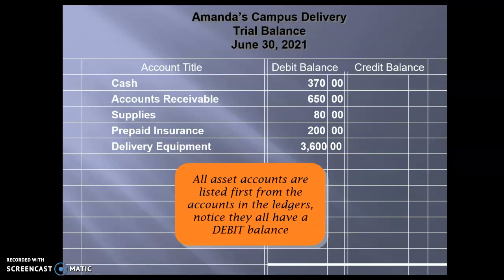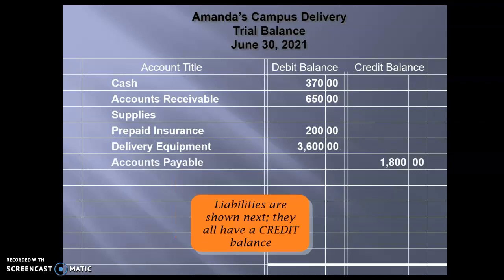So in the ledgers of the campus delivery, we have 5 assets: cash, accounts receivable, supplies, prepaid insurance, and delivery equipment. And so we list all of those assets out under the column that says account title. And they're all assets. They all have a debit balance. And so we put the balance in there that came straight out of the ledger. And we just write it into our debit balance column.